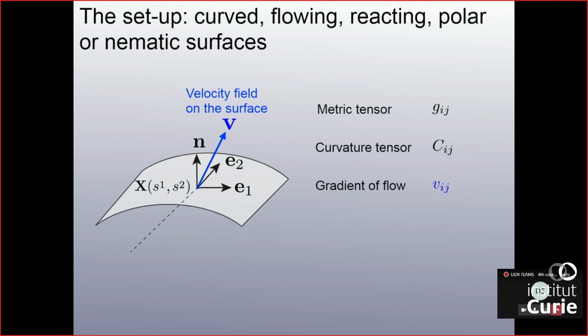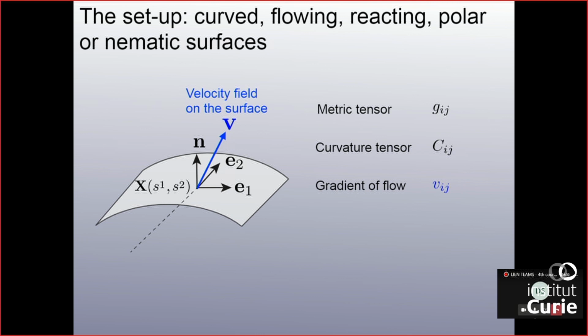There are two fundamental objects that I need to use to describe curved surfaces. One is the metric tensor. It's a quantity that tells us when we move on the surface how distances change. The other one is a curvature tensor. It tells us about the three-dimensional shape of the surface in space, so how much the surface is curved.